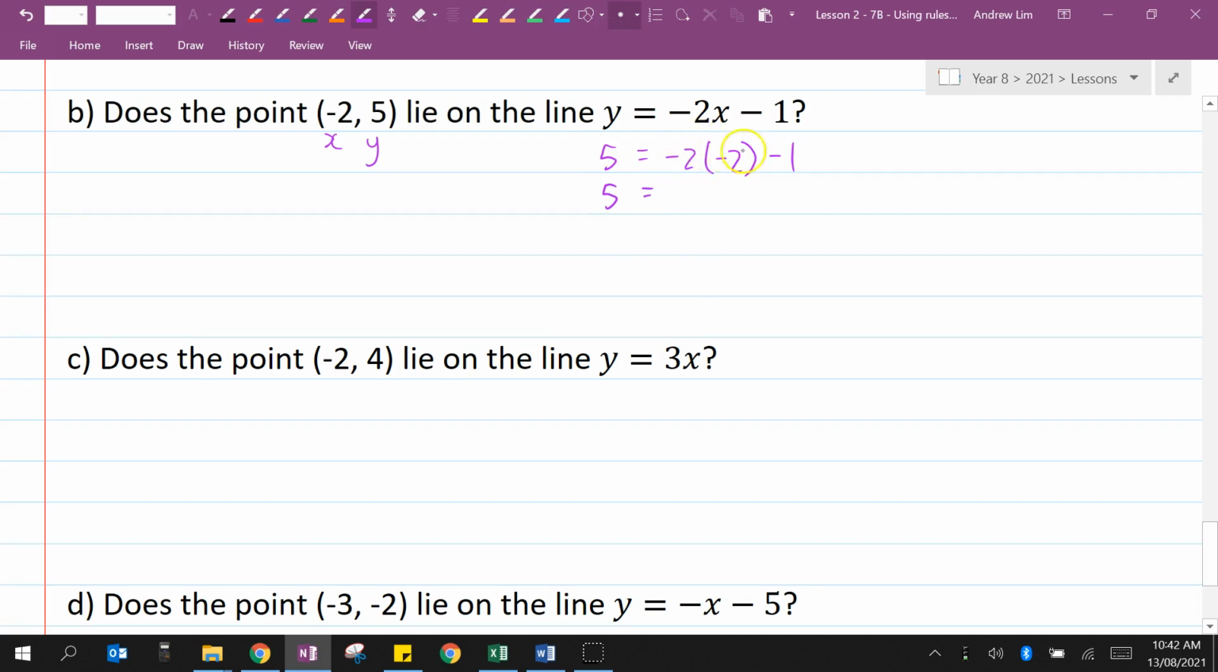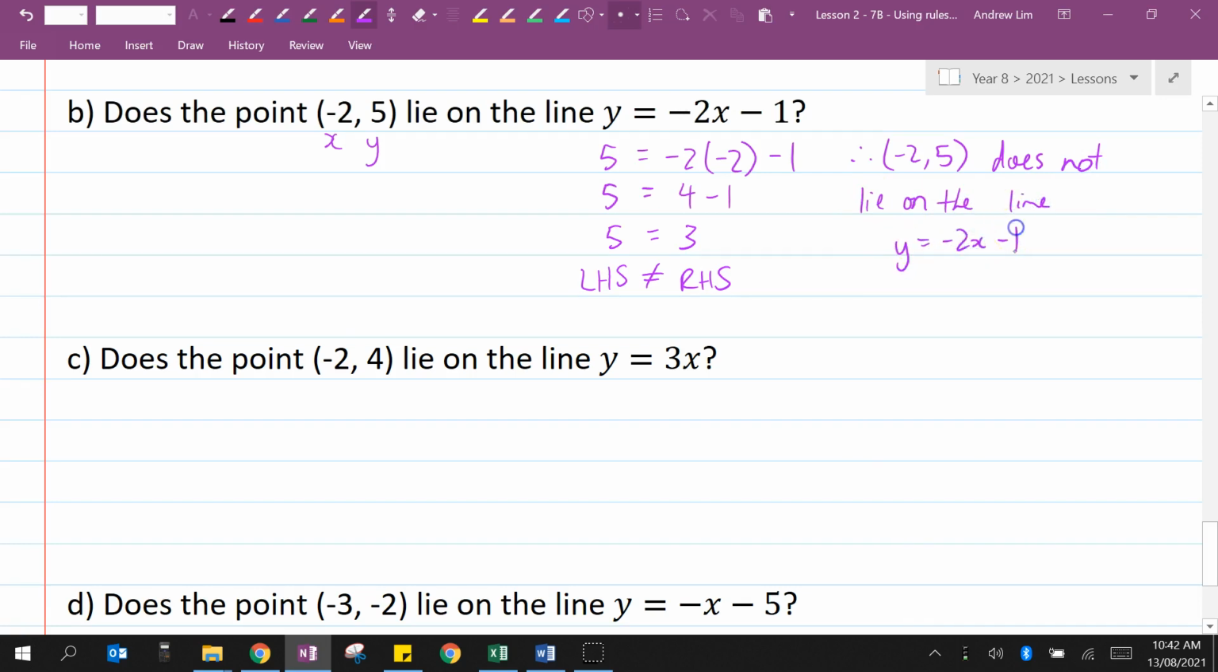We have minus 2 times minus 2, which is positive 4, minus 1. That's 5 is equal to 3. So we can see that the left-hand side does not equal the right-hand side. They're not the same. So now we can conclude, therefore, (-2, 5) does not lie on the line y equals minus 2x minus 1.